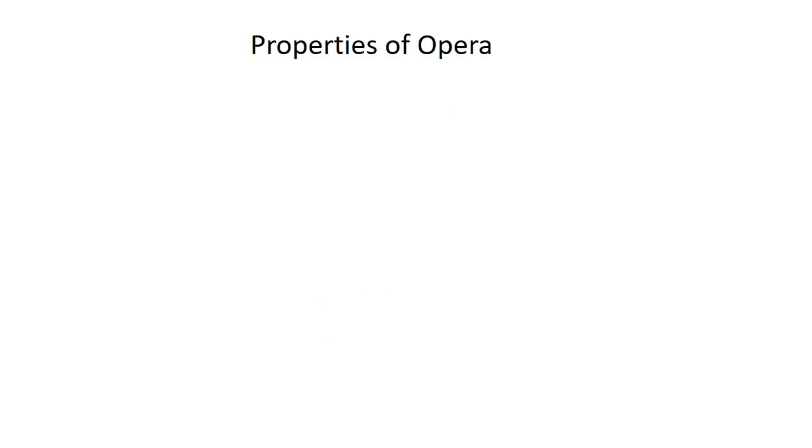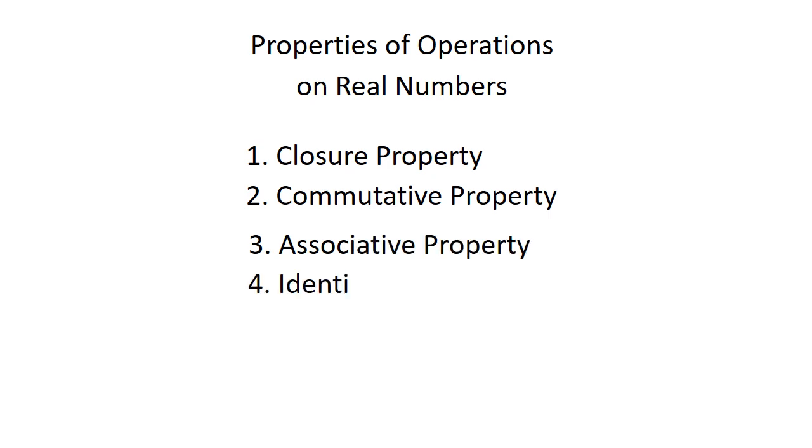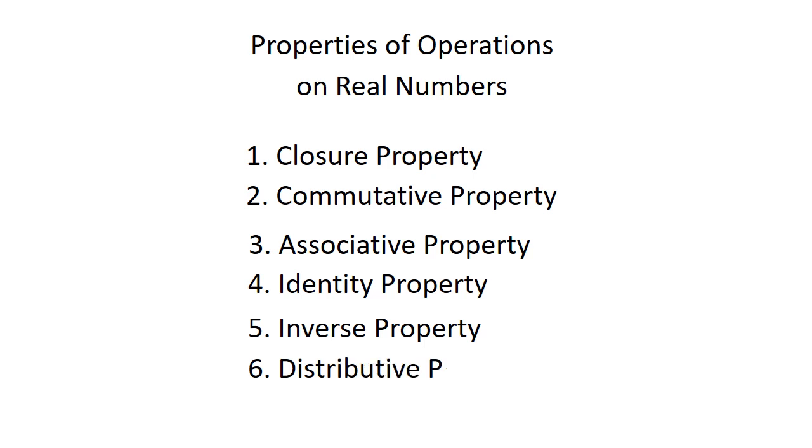Again, the properties of operations on real numbers are closure property, commutative property, associative property, identity property, inverse property, and distributive property. And that will be all.